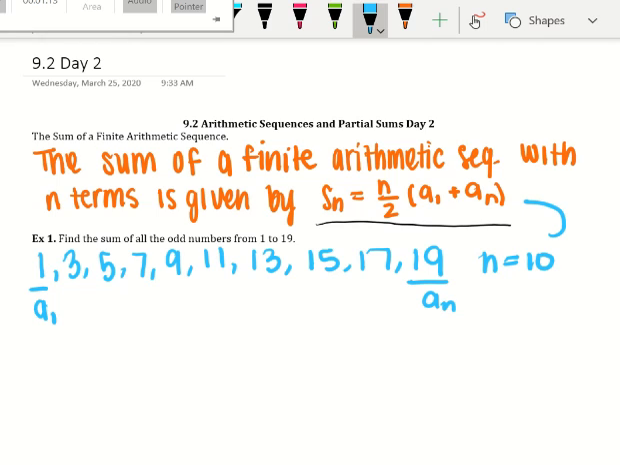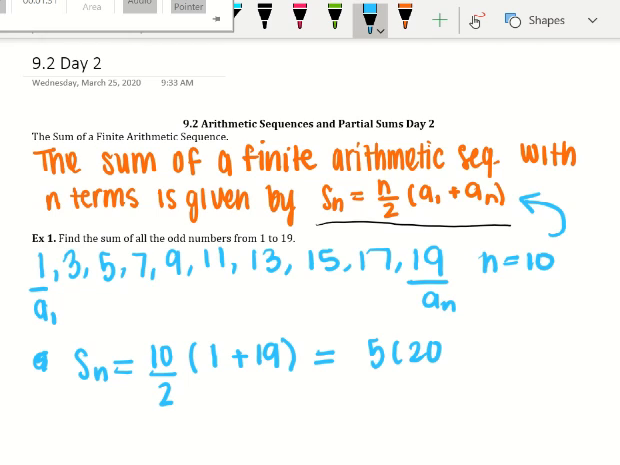And we're just going to plug it into that formula right there. So Sn is equal to 10 divided by 2, times 1 plus 19. And then that's going to be 5 times 20, which is 100. So the sum of all these numbers is 100.